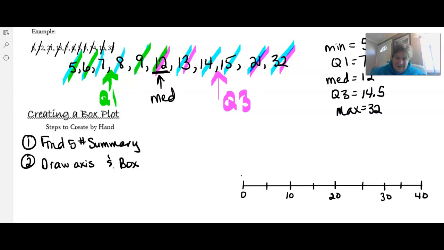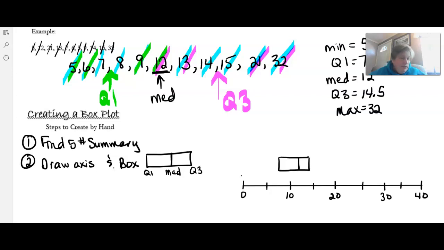Your box is made up of quarter 1, the left side of the box. The line in the middle of the box is the median. And the right side of the box is quarter 3. My quarter 1 is 7.5, so it's right about here. My quarter 3 is 14.5, so it's almost to the 15, not exactly. So I draw the box, and now I'm going to put my line at the median, which is 12, right about there.